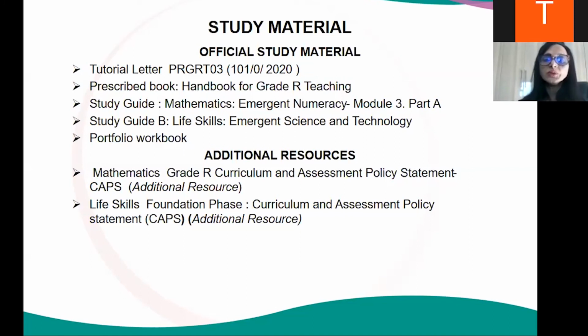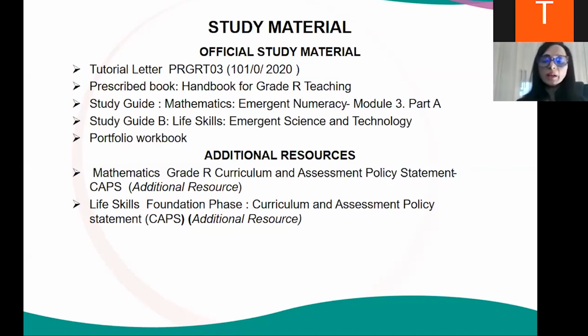Then we move on to your study guide. You would have received your maths study guide, Emergent Numeracy, Module 3 and Part A. And then another study guide based on life skills, which is Emergent Science and Technology. And then your portfolio workbook. Additional resources, students. Now, additional resources is what I will upload on my UNISA as additional resource.